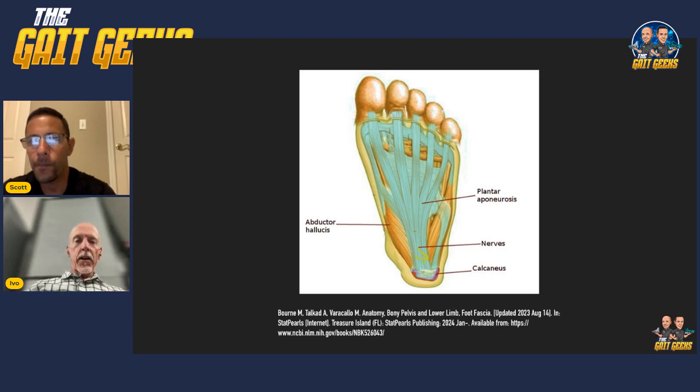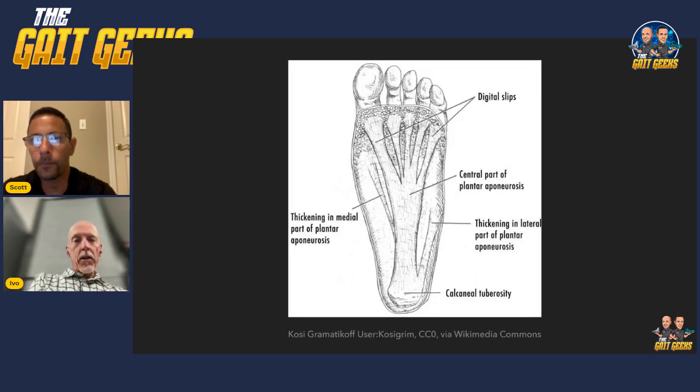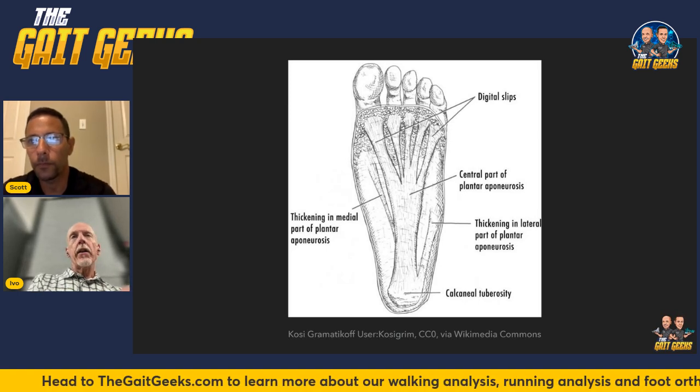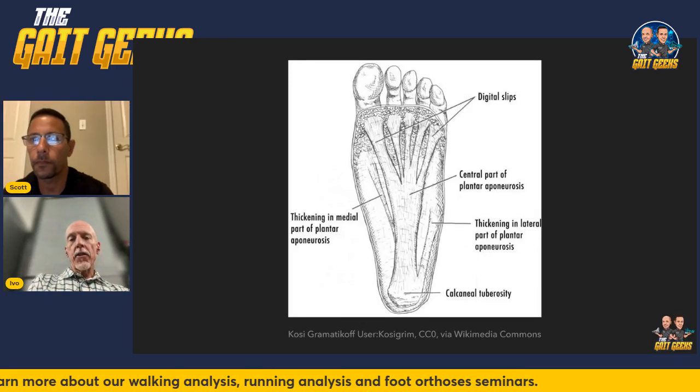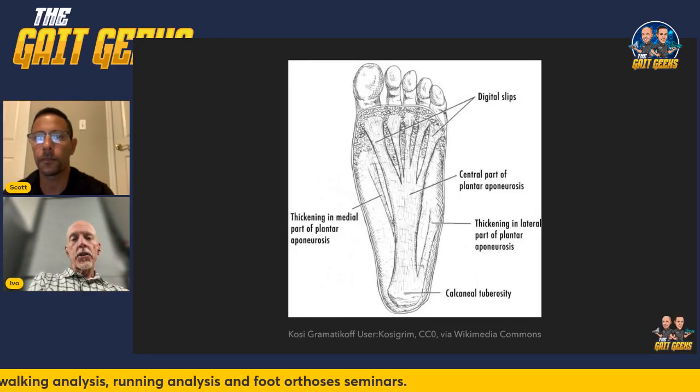There's going to be some thickening that we're going to see of the plantar fascia medially and laterally, and that's largely because of the pronatory and supinatory motions. Ligaments are going to develop like bones along lines of stress, and you're going to get thicker tissue in the areas where we have the largest line of stress.